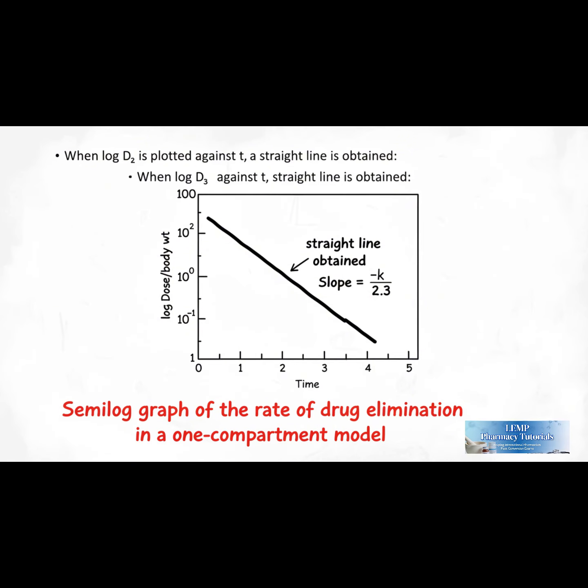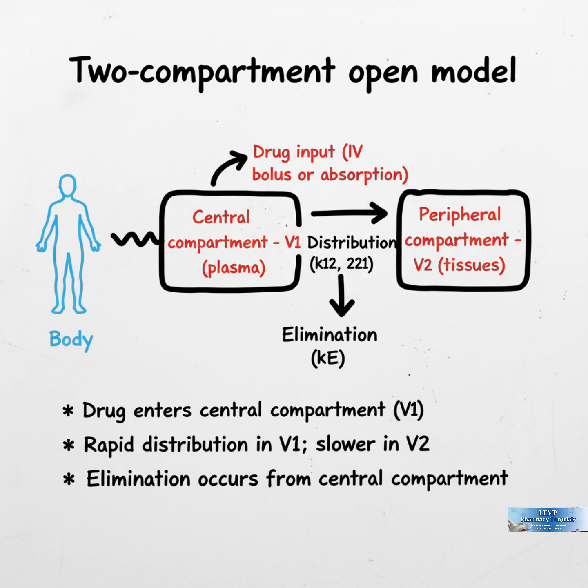But of course, the body is way more complicated than a single bucket. So for most drugs, we need to level up to the 2-compartment model. Here, we have a central compartment, the blood and well-supplied organs, and a peripheral one for tissues the drug gets into more slowly, like muscle.